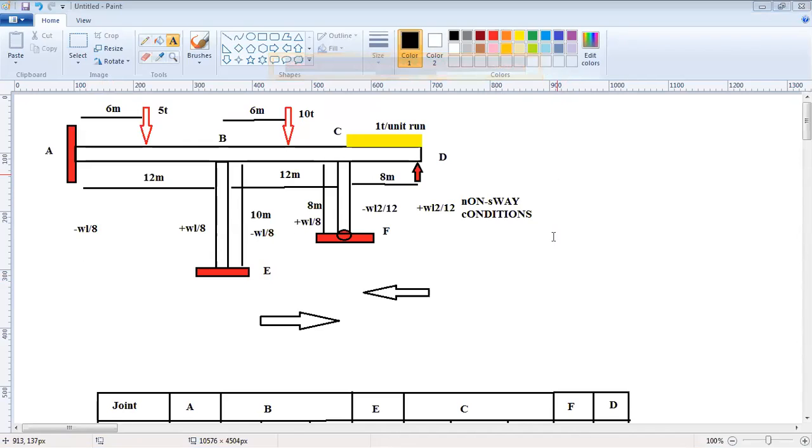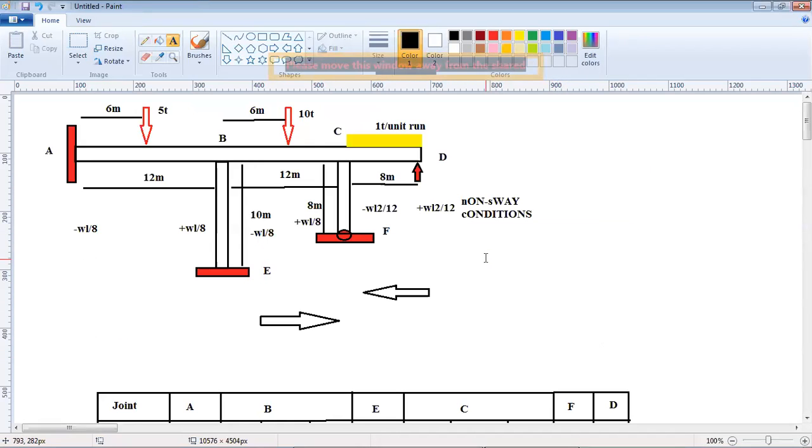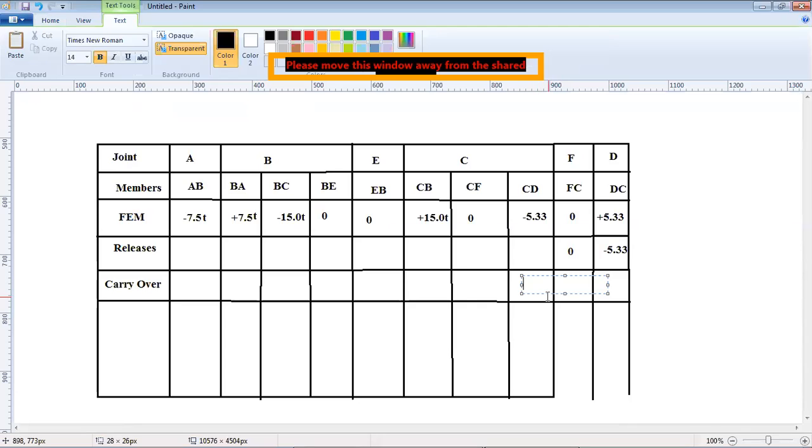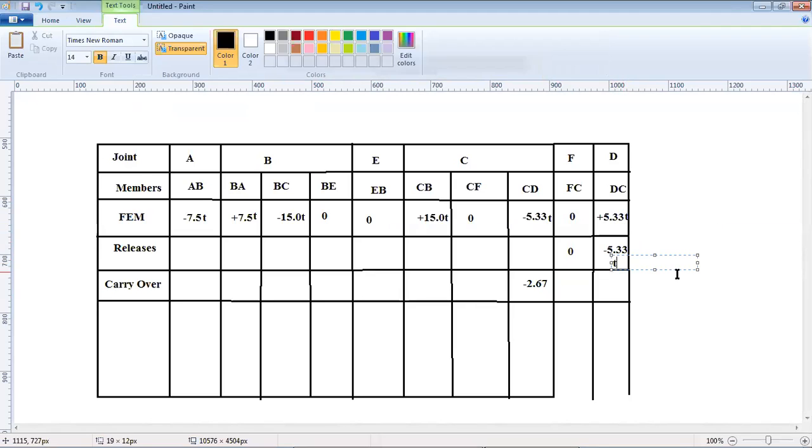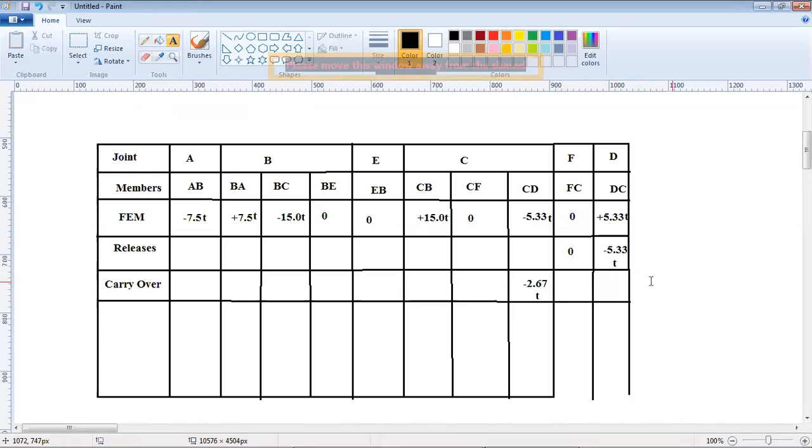Shahid is saying C. So yes, he's right. The carryover will go to C towards which member? It will go towards CD. So how much is this? Minus 5.33 divided by 2. That's 2.67. These are all into T. I've forgotten to add T here, so add T here, and this is into T. So the carryover that has happened is minus 2.67 towards CD. What do we do next? We add them all like we did the last time around. So our next step is addition.